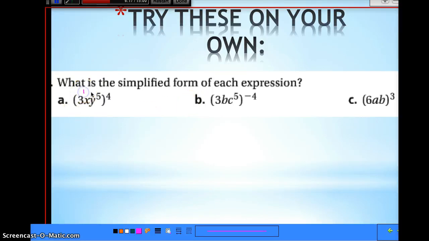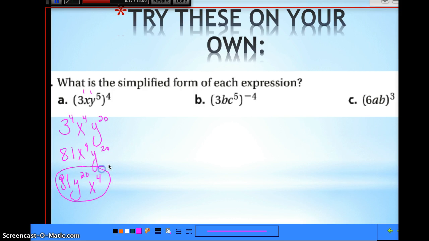Okay, let's put a 1 in all the imaginary exponents. So I have 3 to the 1 times 4 is 4, x to the 1 times 4 is 4, and y to the 5 times 4 is 20. 3 to the 4th is 81, x to the 4th, y to the 20th. Sometimes they leave it like that. They prefer the higher exponent to come first, though it's not the end of the world if you leave it the other way.